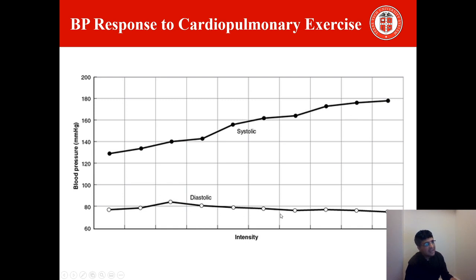Diastolic blood pressure can show various kinds of responses. Initially, there is an increase. Once somebody is doing moderate exercise, you can see there is moderate intensity, so it's not much change you can appreciate. And you can see a slight downward trend once somebody is exercising heavily because of vasodilation, which I've just explained in the previous slide.